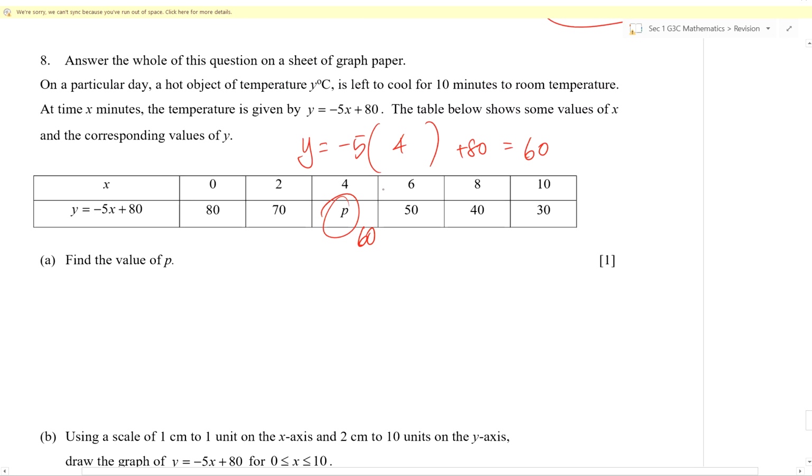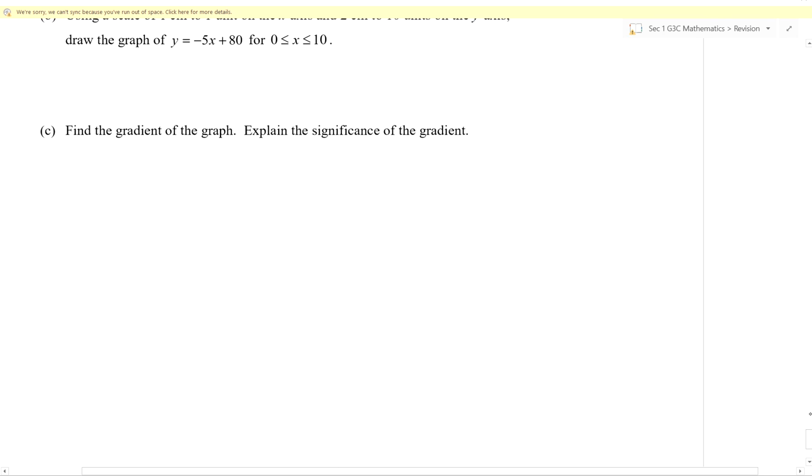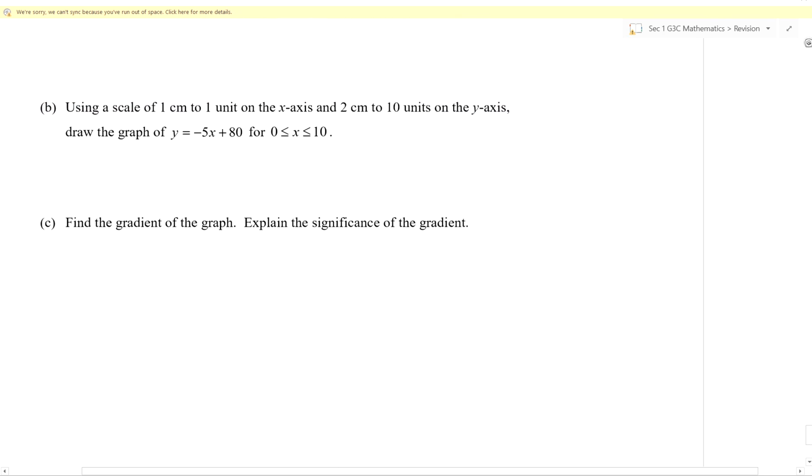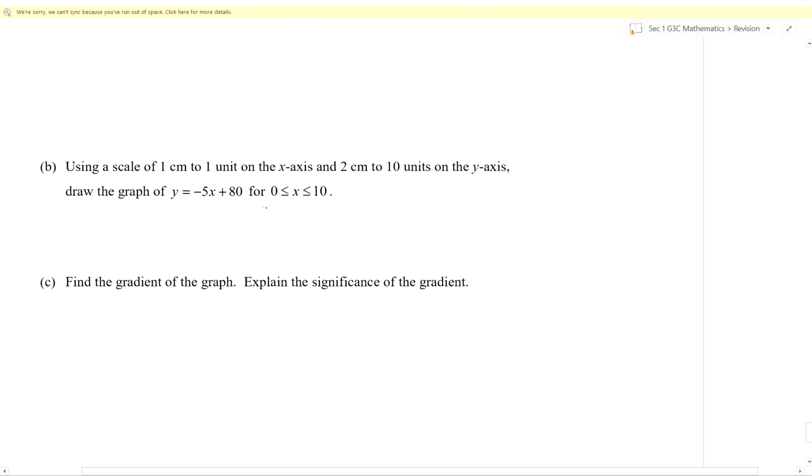X is for minutes, Y is for temperature. Then they told us that there's a particular range for the x-axis, from 0 to 10. So from 0 to 10, nothing more, nothing less. They also tell us 2 cm to 10 units on the vertical axis. So every 2 cm, I must see a dash, 10, dash, 20, so on and so forth.